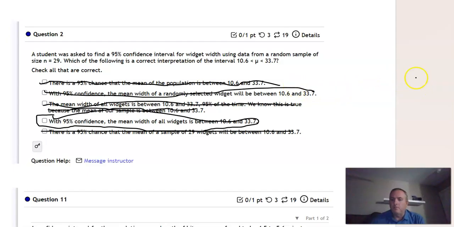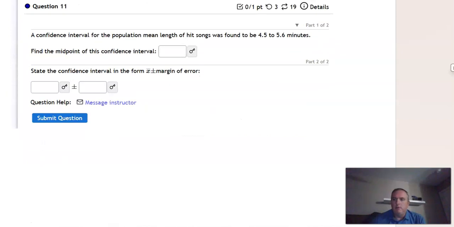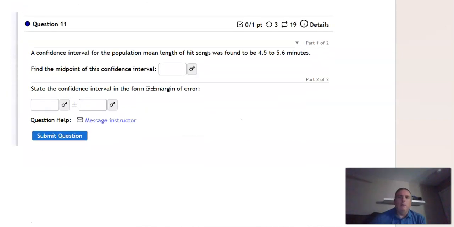All right, scrolling down. Next one is number 11. So, a confidence interval for the population mean length of hit songs was found to be 4.5 to 5.6 minutes. Find the midpoint of this confidence interval.